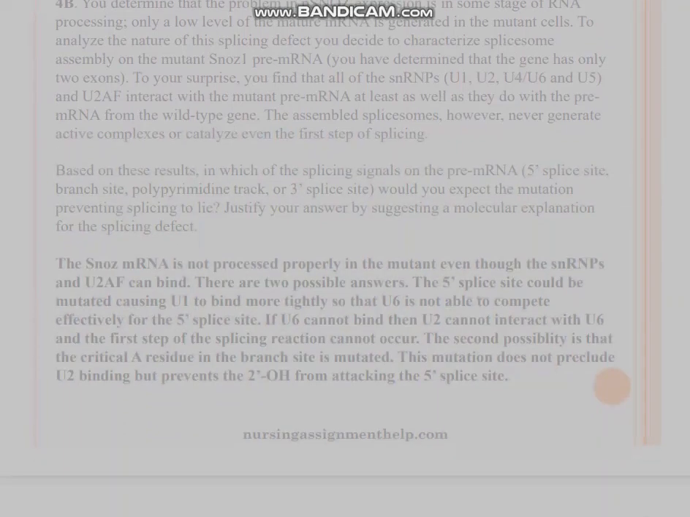For B, you determine that the problem in PSNOZ expression is in some stage of RNA processing. Only a low level of the mature mRNA is generated in the mutant cells. To analyze the nature of this splicing defect, you decide to characterize spliceosome assembly on the mutant SNOZ1 pre-mRNA. You have determined that the gene has only 2 exons.